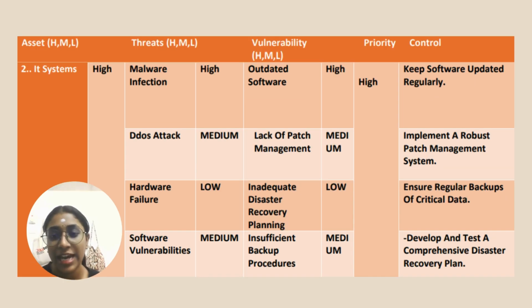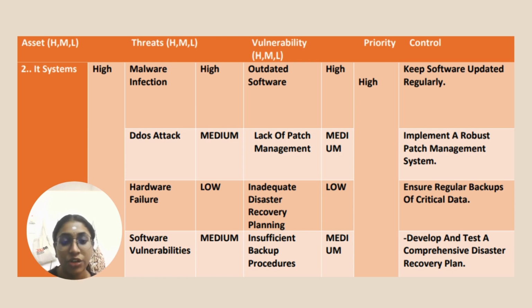The second asset will be IT system. The priority is high. The threats it faced were malware infection and software vulnerability, and the chances are high. The medium chance is DDoS attack, and the low chance will be hardware failure. The vulnerabilities are outdated software, which is high, and lack of patch management, which is medium. The next vulnerability is insufficient backup procedure, which is medium, and can happen due to software vulnerabilities. Next, inadequate disaster recovery plan chances are low, which can happen due to hardware failure.